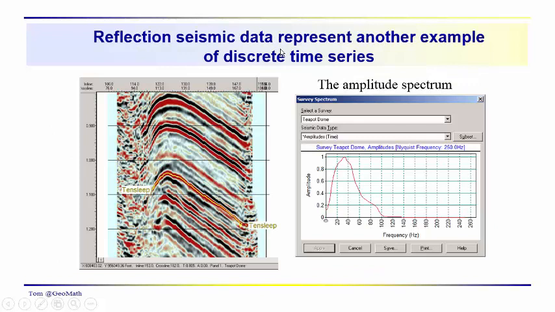Now, reflection seismic data is just another example of a time series. So we've got here a series of traces that are sampled in time. This is going from about 0.8 seconds down to 1.3 seconds. This is out in Wyoming. This is Teapot Dome.